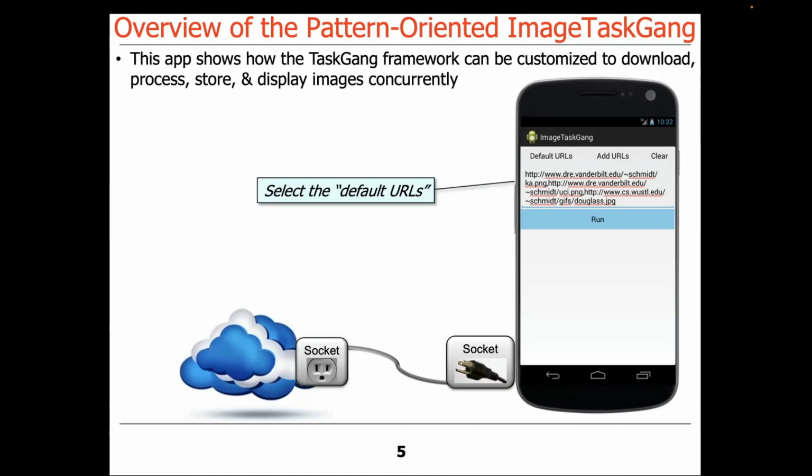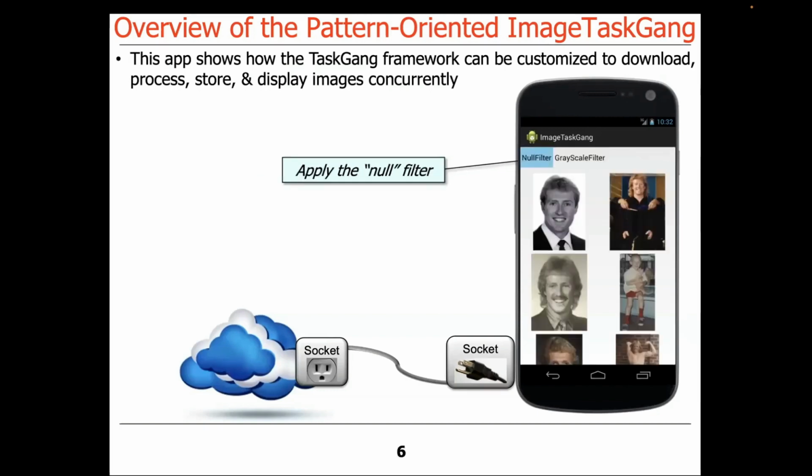So what you can do here is you can provide default URLs, you can add your own URLs and so on. There's different ways you can do that. And then you can click a run button. And what will happen at that point is that the images that you have designated will be downloaded from the remote server or locally if that's the configuration you choose. And then some filters are applied to the images.